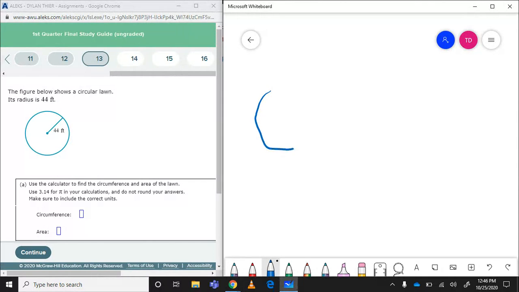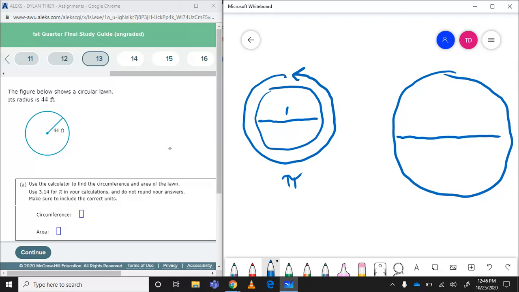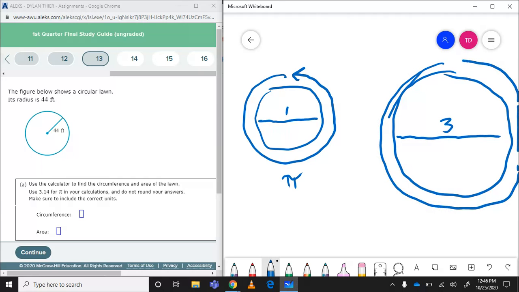So pi is this interesting number, and it's this number that says anytime you have a circle, no matter how big it is, if it's a perfect circle, the distance around it will always be 3.14 times larger than the distance across it. So if the distance across is just 1, then the distance around is pi times 1. It's 3.14 times 1. If the distance across it was 3, then the distance around would be 3 times pi.